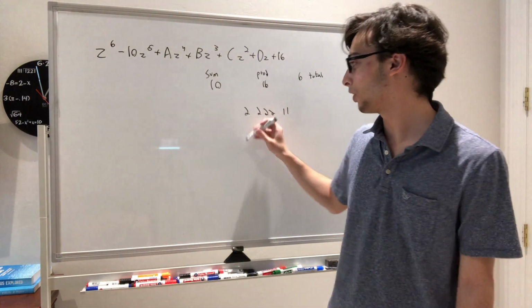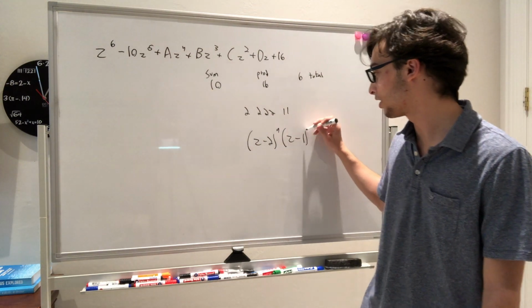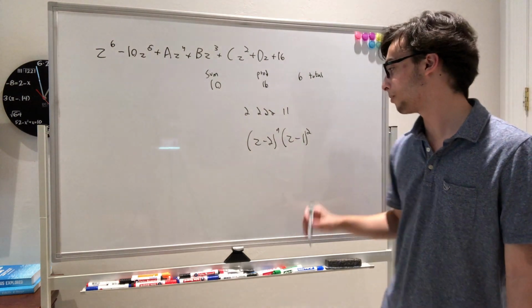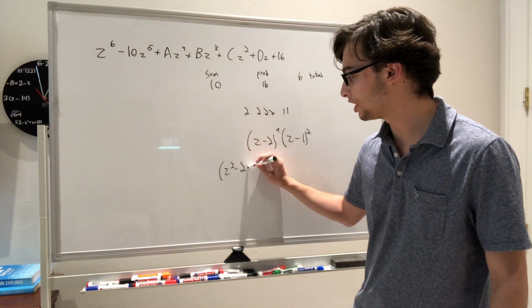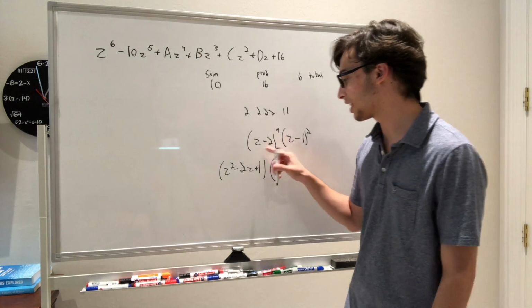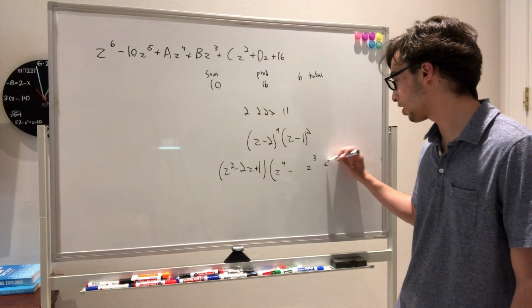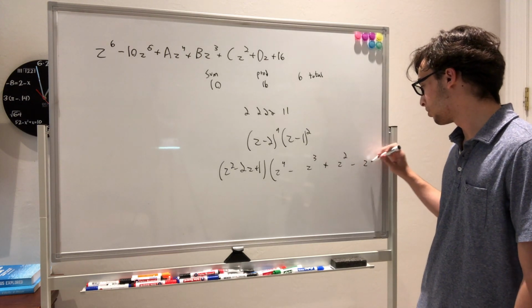So we can write this polynomial as (z minus 2) to the 4th times (z minus 1) squared. Now all we need to do is expand this out and find the coefficient on the z cubed term. Expanding this out, we have the (z minus 1) quantity squared is z squared minus 2z plus 1. And expanding the other factor out, we're going to have z to the 4th minus some coefficient z cubed plus some coefficient z squared minus some coefficient z plus some number.